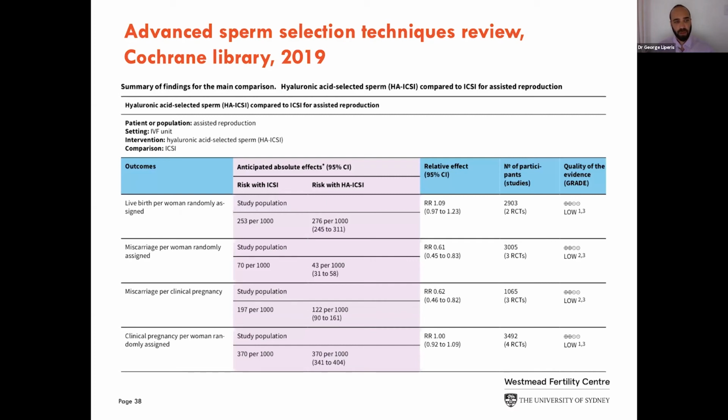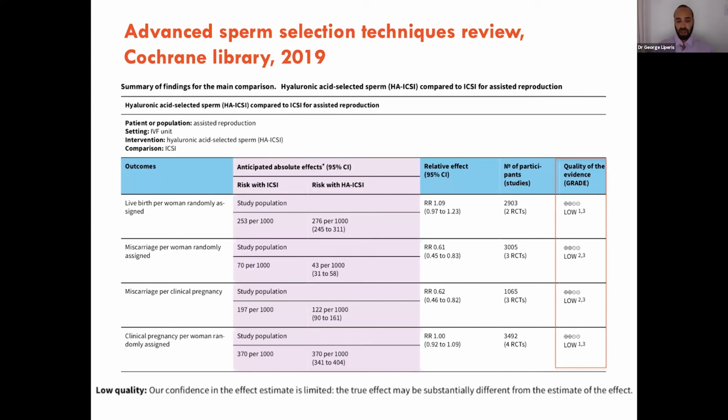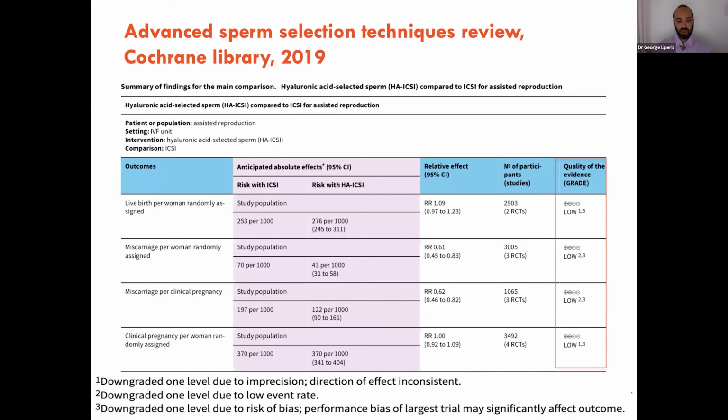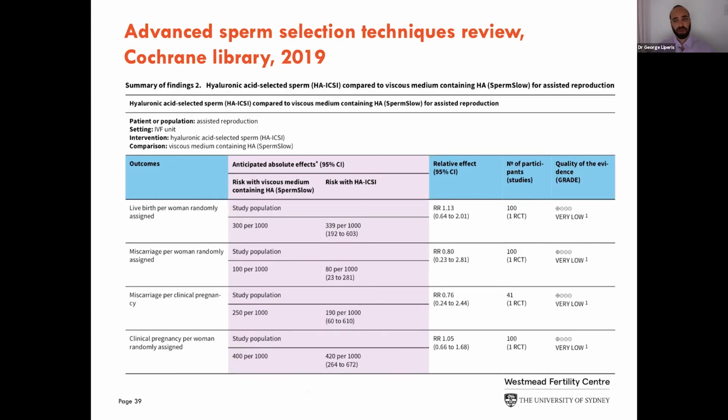So here we can see the summary of this Cochrane study, the comparison between hyaluronic acid binding compared to ICSI. We can see that there was no difference in clinical pregnancy per woman randomly assigned. However, one important element is that the quality of the evidence was low, because of imprecision, low event rate, and risk of bias, of course performance bias, and therefore further trials are recommended.